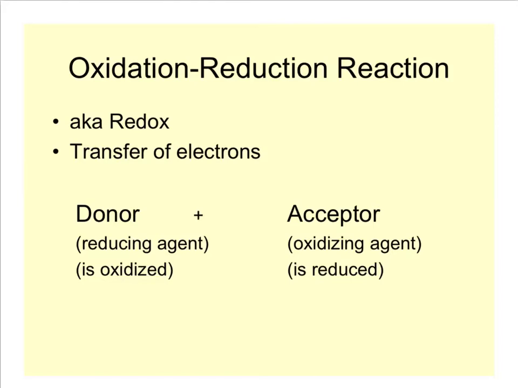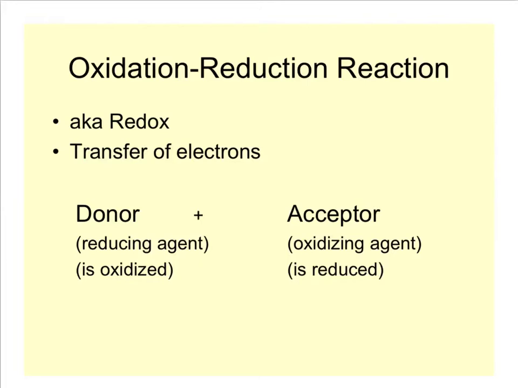Electrochemistry is based on the oxidation reduction reaction, which is also known as a redox reaction. What a redox reaction involves is the transfer of electrons. So something is going to be the electron source, and something is going to be the electron sink. So we have a donor and we have an acceptor. Here's the lingo. The donor is said to be oxidized. When something loses electron density, it is said to be oxidized.